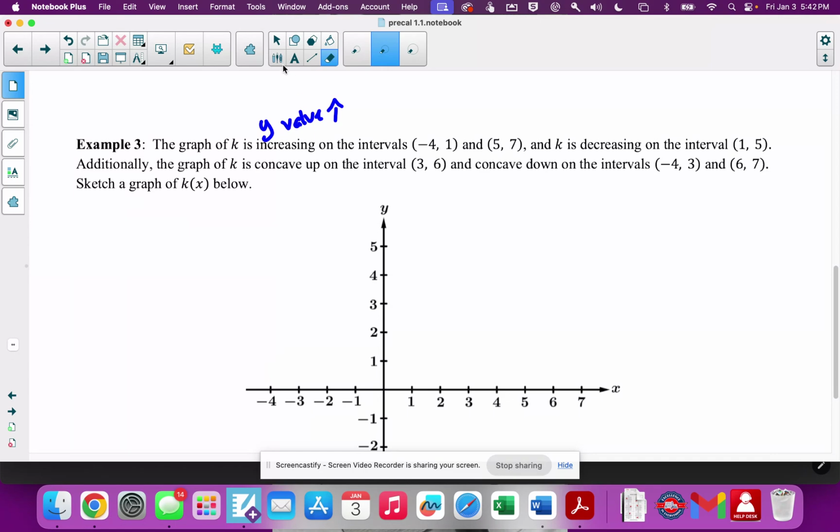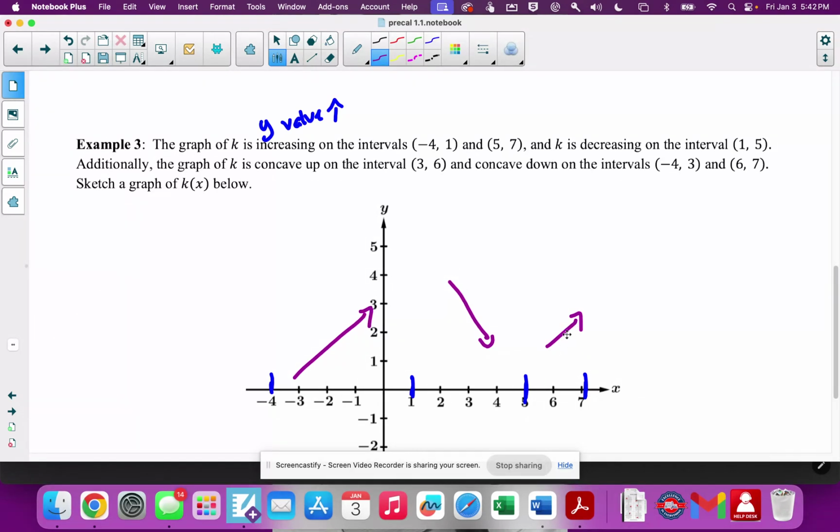Okay, increasing on the intervals from -4 to 1. That means it's going up between these two x values, and then going up again between 5 and 7. I was reading it as a point instead of an interval. And then decreasing on the interval from 1 to 5. So it has to go down here, and then up here, and up here. So it's just a visual. It's going to go up and then come back down and then go back up.